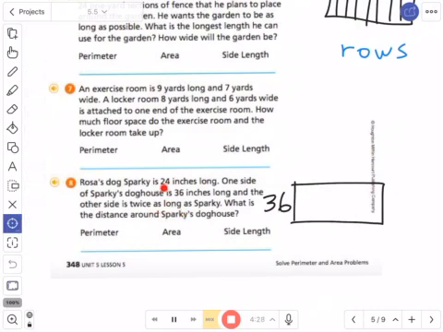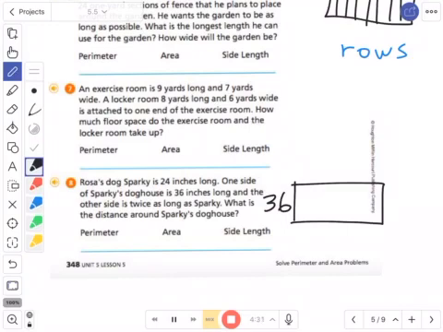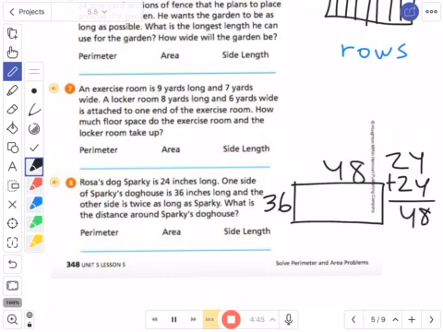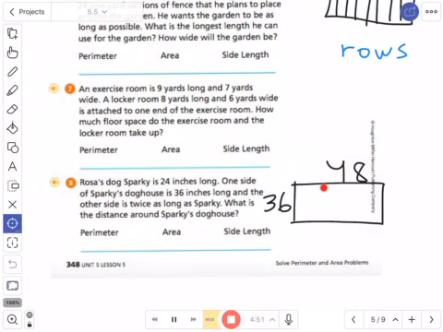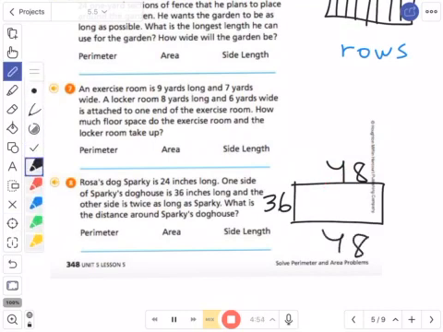Well, if Sparky is 24 inches, and it's twice as long, I just have to do 24 plus 24. It's like basically 2 Sparkies. 4 plus 4 is 8. 2 plus 2 is 4. So that means this side is 48. And if the top is 48, the bottom is 48. If my left side is 36, my right side is 36. Oh, and it says, what is the distance around Sparky's doghouse? That is a perimeter problem. So I just have to add all those numbers up.